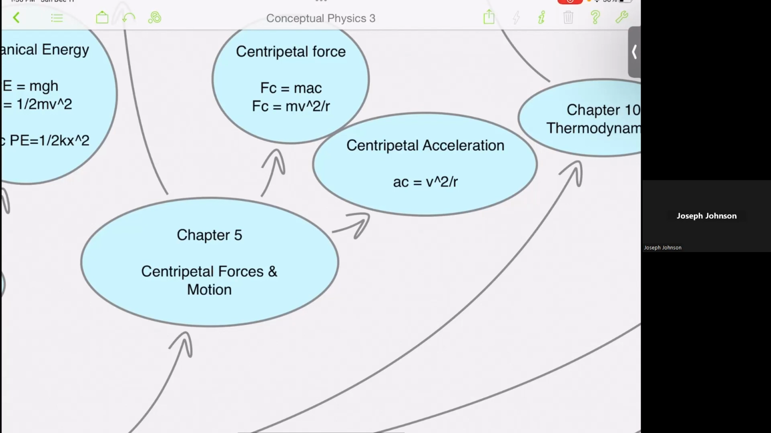CJ, you did a bucket on a string for your street physics video. That was cool. The bucket was providing the centripetal force, and that centripetal force is pointed towards you, towards your hand. It's always pointed towards the middle.